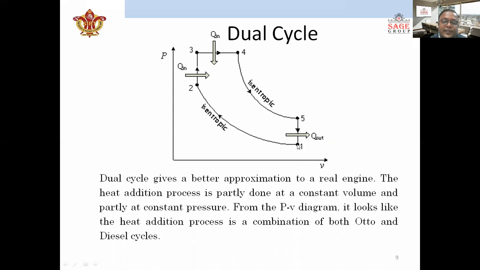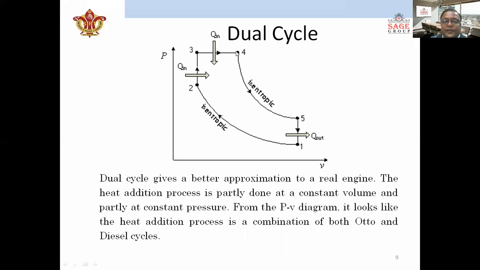तो फर्स्टली सक्शन ऑफ द फ्रेश चार्ज, जो कि हम हरदम बोला करते हैं, it is fresh charge coming from the outside to the engine cylinder, and 1 to 2 is the compression of the fresh charge taken into the engine cylinder. After that the heat addition, partial heat addition, is done at the constant volume process, and partial heat addition is done at the constant pressure process.